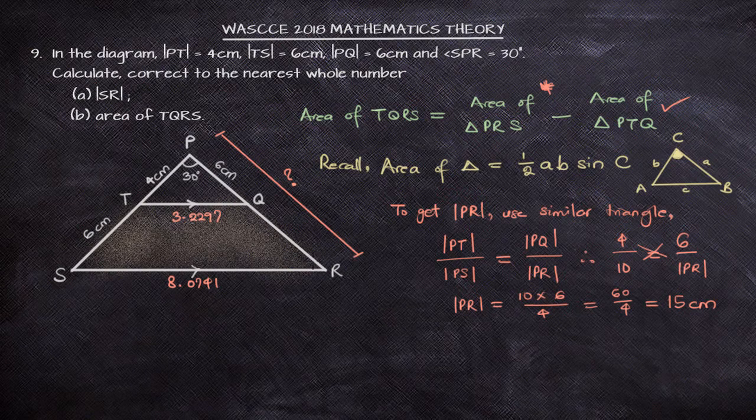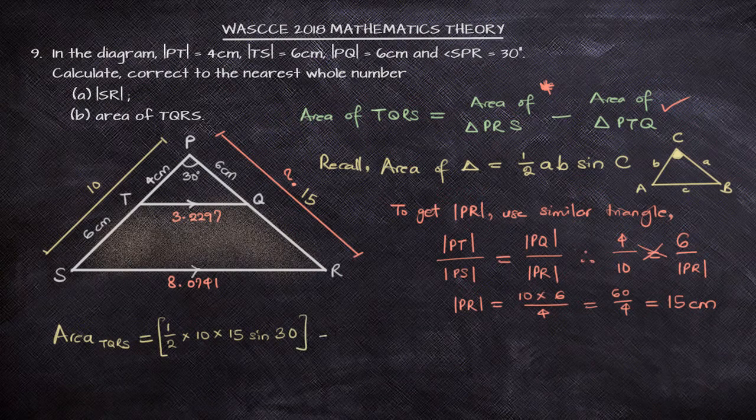And so, knowing all this, we can now go ahead to find the area of the small triangle and then the area of the big triangle. We subtract the area of the small triangle from the big triangle, and the area of TQRS will easily come out. So we have 15 as PR, and then we also know our PS to be 10, that is 6 and 4. So now, the area of TQRS will be half multiplied by 10 times 15 sine 30 minus half multiplied by 4 times 6 sine 30 also.